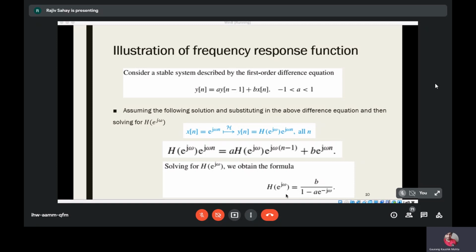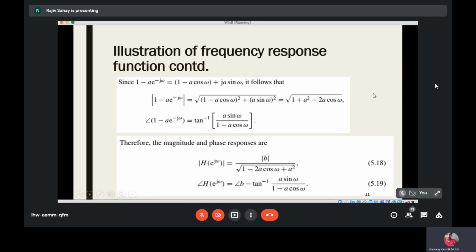If you analyze this formula, it is a complex number. It is a rational polynomial, a rational function, and it is complex in nature. So you have to analyze its magnitude and phase separately. Last time we had analyzed all this, what the magnitude of the denominator would be and what the phase response would be. So we have done all this.